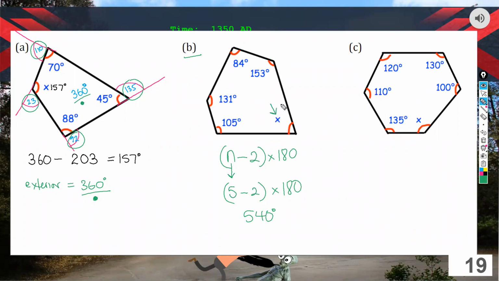Do you think you can find angle X for me, knowing that all the inside angles are supposed to add up to 540? Add up 1, 2, 3, 4, and subtract it from 540. 105 plus 131 plus 84 plus 153.